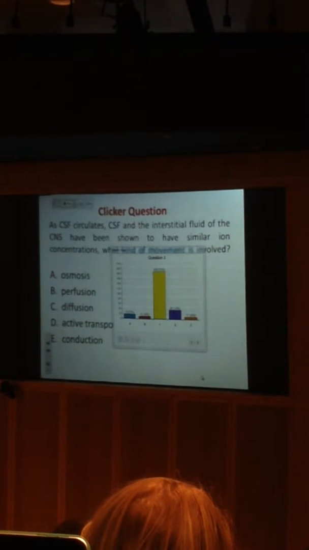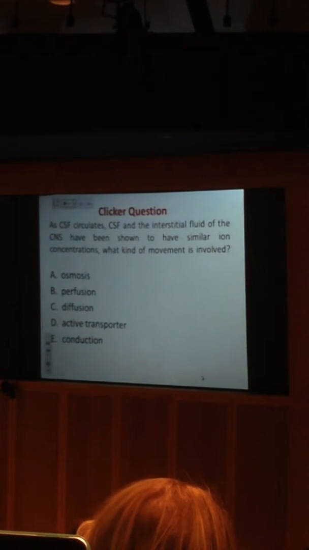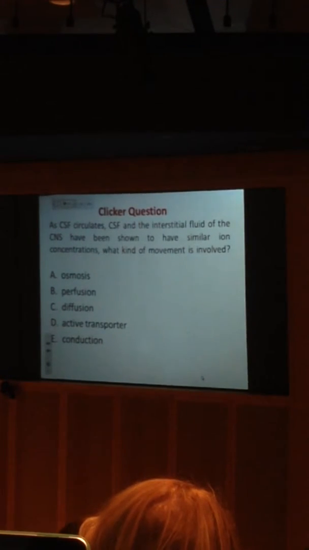Okay, very good. So, diffusion. Why do people think it's not an active transporter? If it were an active transporter, you wouldn't be able to see such a similar ion concentration. Why is it not osmosis? Osmosis means you're able to move the water freely. So in other words, the osmolarity will be similar between these compartments, but the concentration of the ions would probably be different. It depends on what kind of channels exist. Those should be covered before.